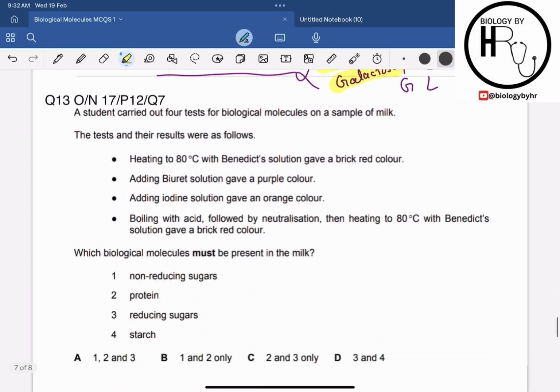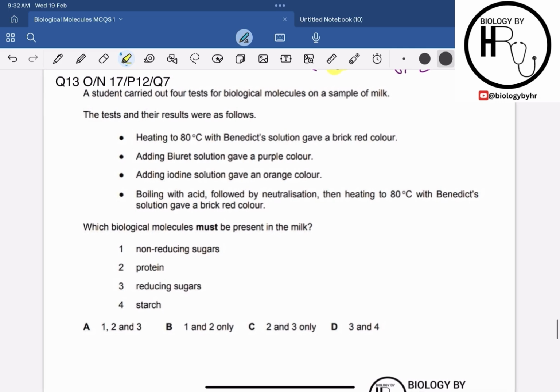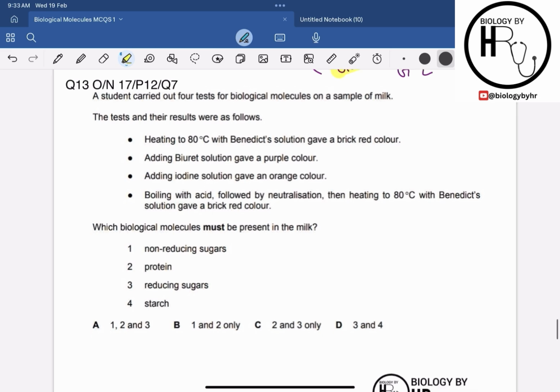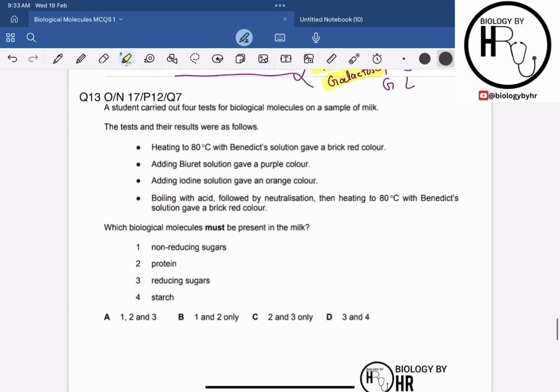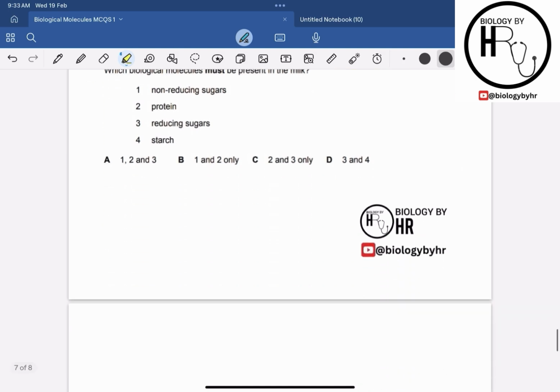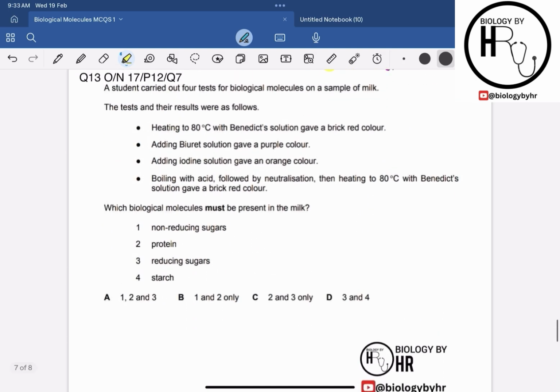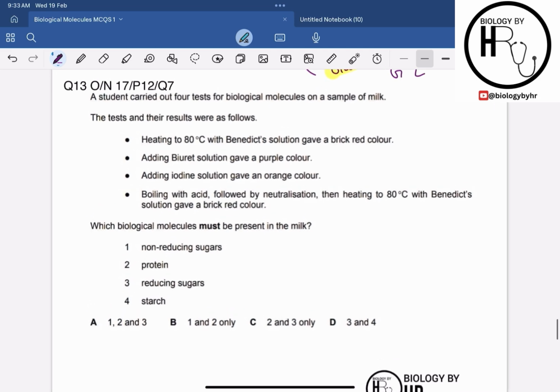Now let's move on to the last question on the topical MCQs of biological molecules from the subtopic testing for biological molecules. This is our last question, question number 13, which we will be doing. So let's begin. Question number 13 is from October-November 17 paper 1, question 7. It says that a student carried out 4 tests for the biological molecules on a sample of milk. The tests and their results were as follows.